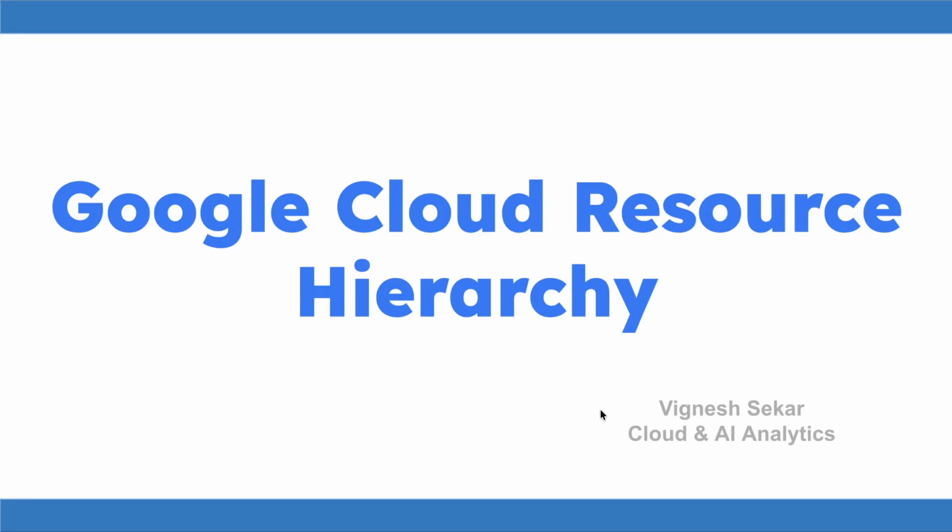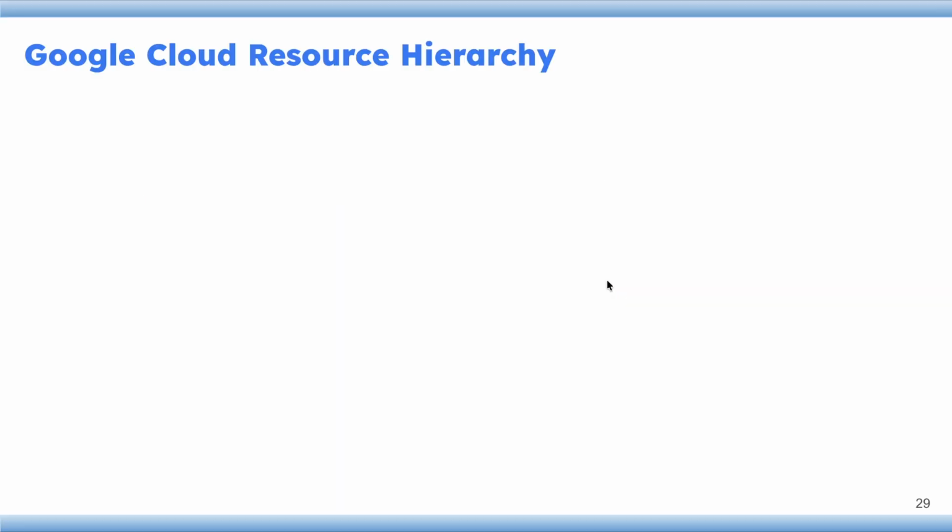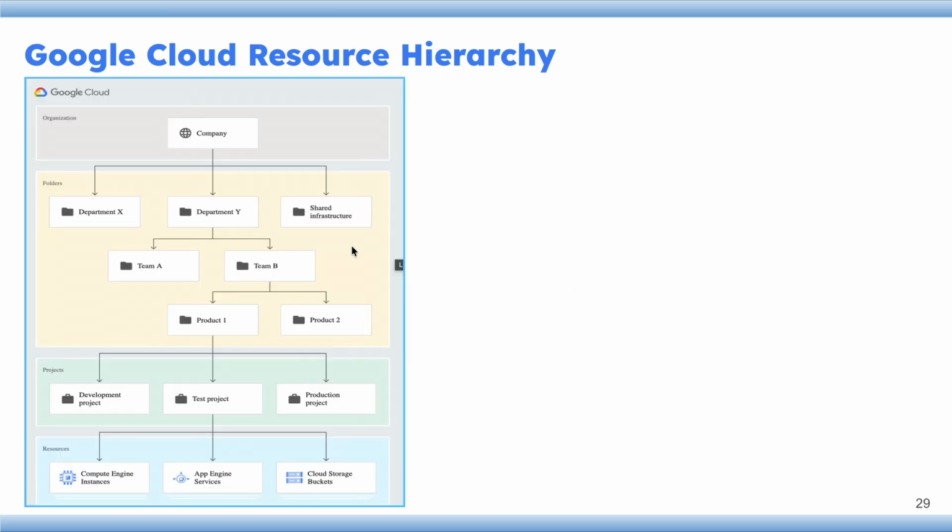Hello everyone, welcome back. In this video, we will understand what is Google Cloud Resource Hierarchy. This practically explains how Google Cloud resources, or how Google Cloud projects, are basically organized. If you take a look at the image, we have a company. Inside this, we have multi-level folders like parent folders and subfolders, and inside that you create projects, and inside projects you are able to create GCP services.